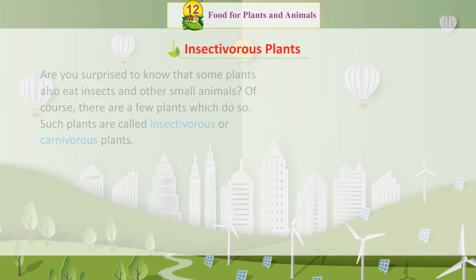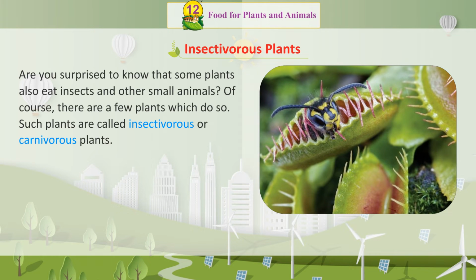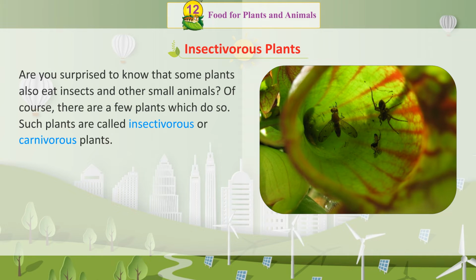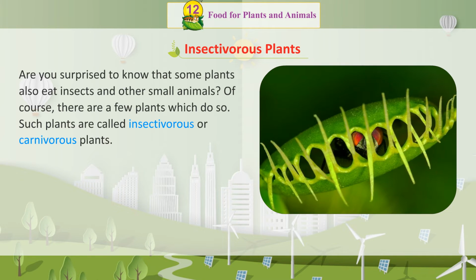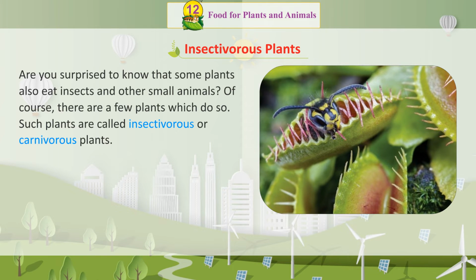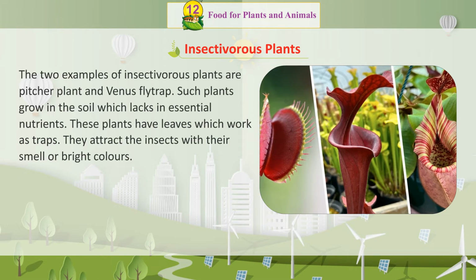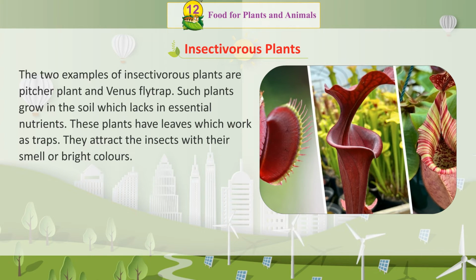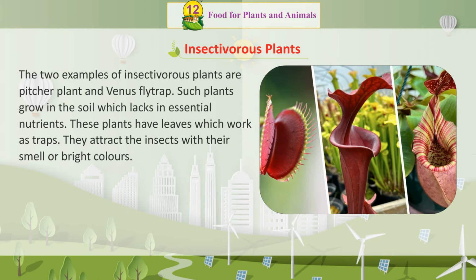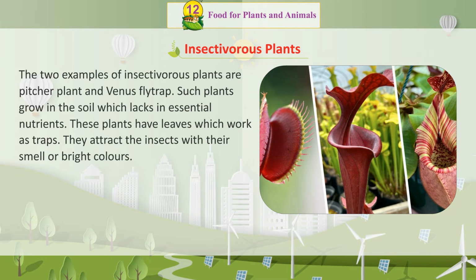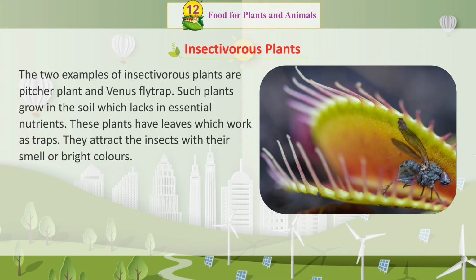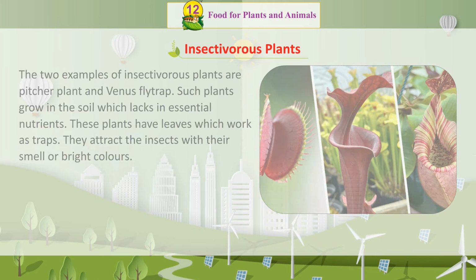Insectivorous plants. Are you surprised to know that some plants also eat insects and other small animals? Of course, there are a few plants which do so. Such plants are called insectivorous or carnivorous plants. The two examples of insectivorous plants are pitcher plant and Venus flytrap. Such plants grow in the soil which lacks essential nutrients. These plants have leaves which work as traps. They attract the insects with their smell or bright colors.